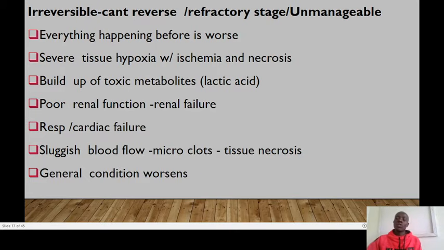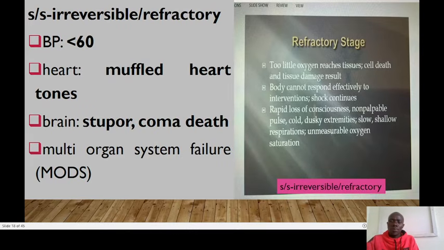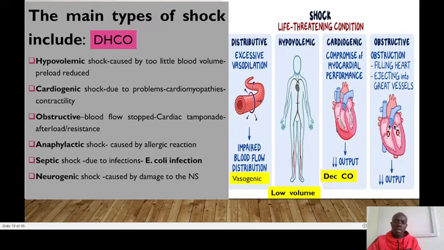So we have severe tissue hypoxia with ischemia and necrosis. We have a build-up of toxic metabolites, like lactic acidosis in plenty. We have poor renal perfusion, renal failure, respiratory and cardiac failure, and sluggish blood flow. So the microclots, the tissue necrosis, the general condition just worsens. For the BP, it will be less than 60. The heart will have muffled heart tones, and the brain presents with stupor, coma, death, with multiple organ failure.